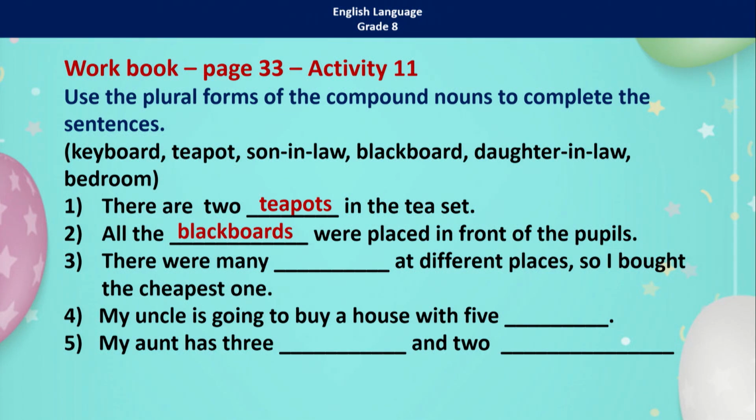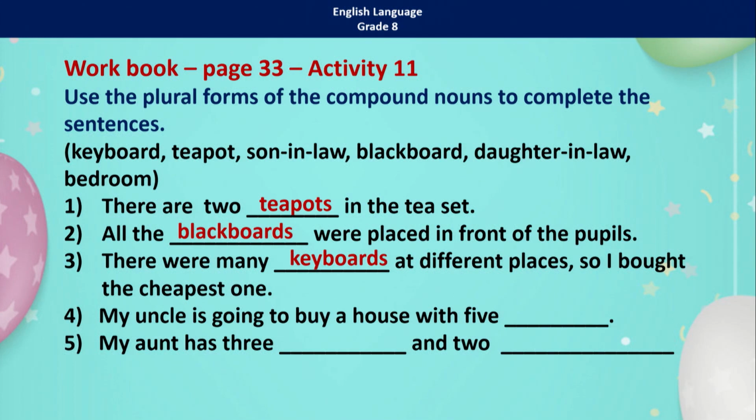Third one. There were many blank at different places, so I bought the cheapest one. Right. What can that be? So something that we can buy. Is that the keyboard? Yeah. It should be the keyboard and we have to make it plural. Keyboards. Key is one word, board is another word. Together we form keyboard, compound noun. There were many keyboards at different places. So I bought the cheapest one.